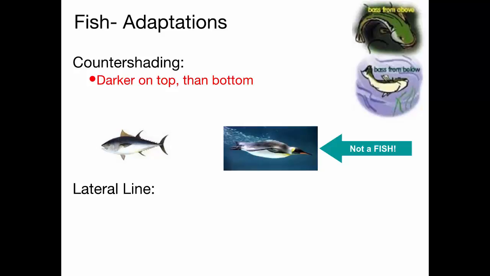And you see this in lots of animals, like this bass is dark on top, green, and light on the bottom. This salmon, or whatever this is. This penguin, although obviously a penguin is not a fish, it's a bird, but it has countershading. So it provides camouflage both from above and from below.